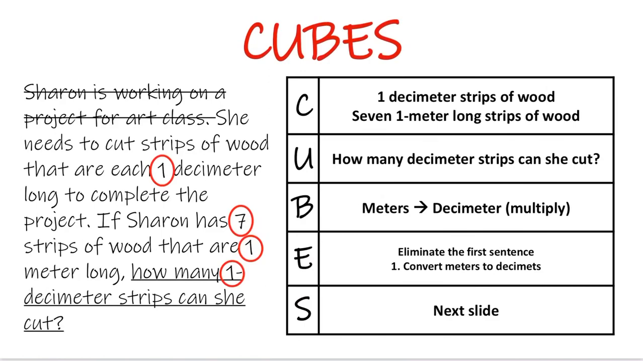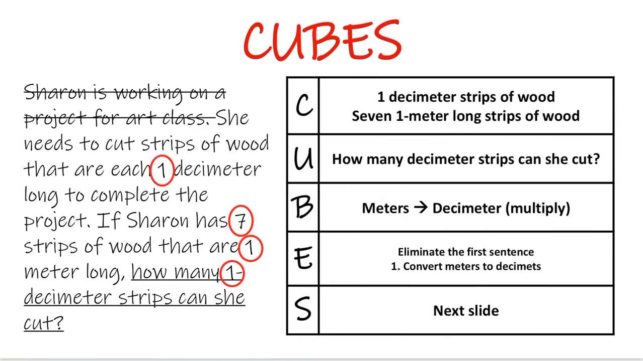So first we're going to circle all the numbers that we see. So we have 1 decimeter strips of wood. That's what she needs to complete her project. So she has 7 1-meter-long strips of wood. So she has 7 meters worth of wood. Okay, I know they're in strips, but she does have 7 meter strips of wood. The question's asking how many decimeter strips can she cut from that 7 1-meter-long strips of wood.